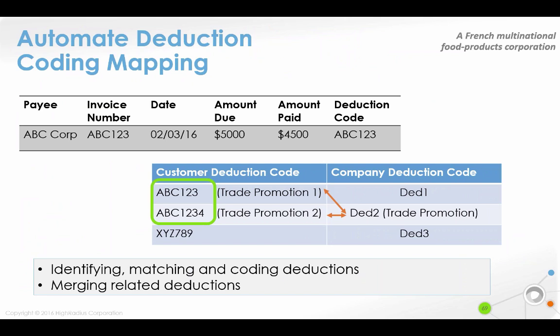So if there were multiple deductions, and it was able to recognize that they started with the same letters, then the system was automatically able to merge those two deductions together. And the RPA system that was installed was able to automatically categorize, properly map the right customer codes to the right company's deduction codes, and then merge any related deductions. So it was a tremendous help for this organization.